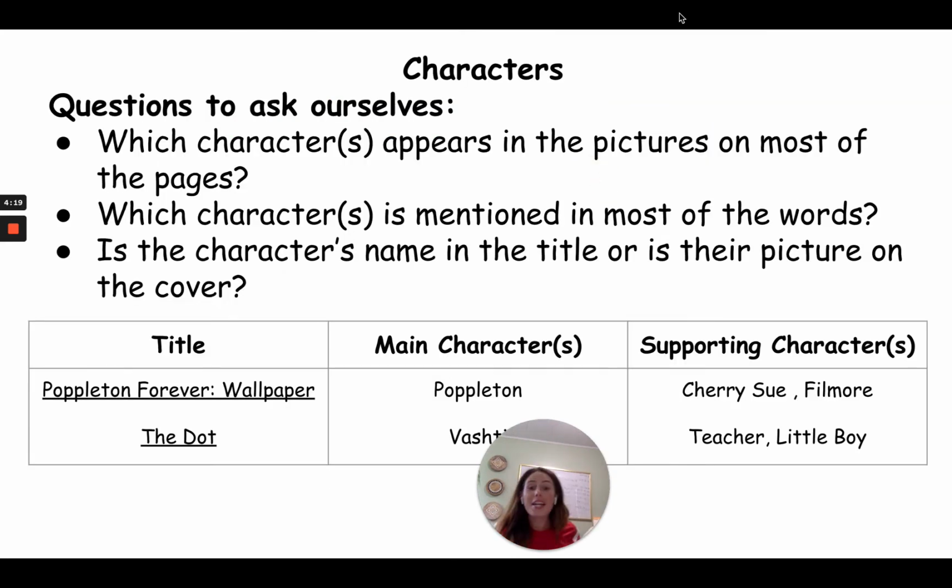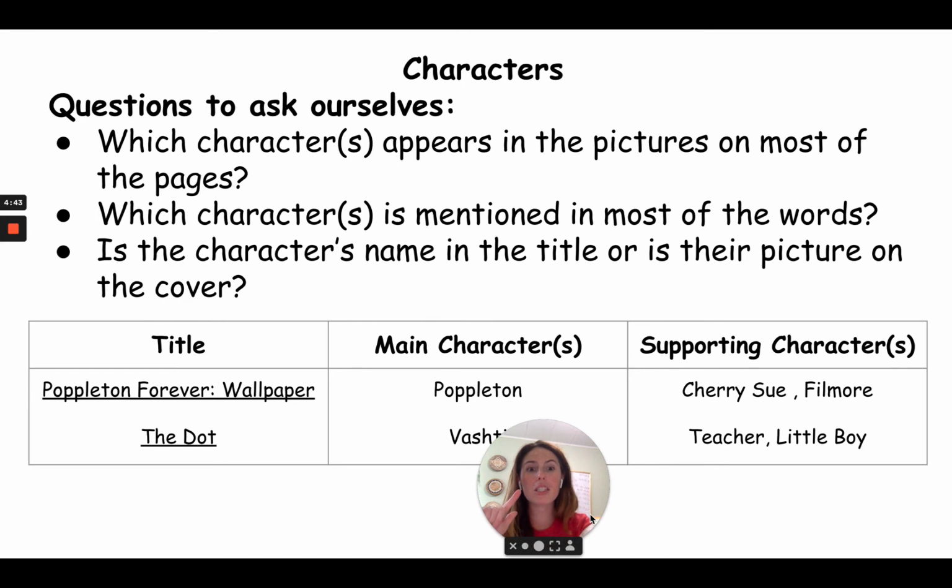All right, friends, now that you're back, you've listened to Poppleton Forever, let's ask ourselves those questions. Which character was in the most pictures? Well, in Poppleton Forever, Poppleton was in most pictures. You did have Cherry Sue and Fillmore in a lot, but Poppleton's on the very first one as well. So he actually gets the most.